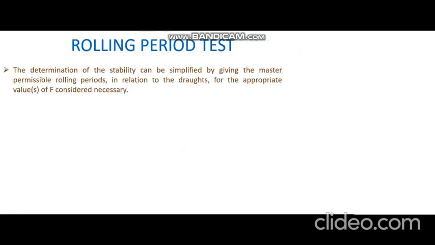The determination of the stability can be simplified. You see, even the master, somebody will say, sir, how will the master calculate this GM is equal to F into B upon TR whole square? If you're saying computation is a challenge, for that also, in the earlier code of intact stability, they had given a diagram in which, through plotting, you could estimate the GM.